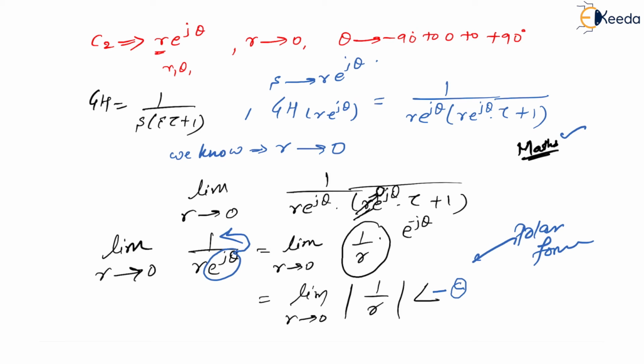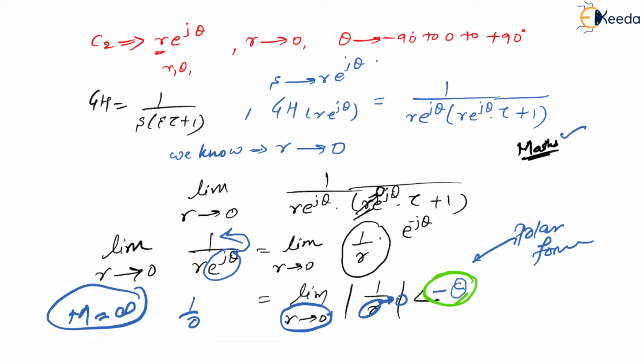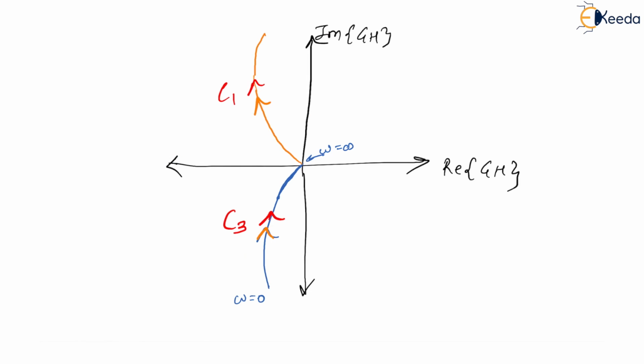Now see dear, if you put r tending to 0, which means replace r with 0, you get 1 by 0. So you get magnitude equal to infinity. And what about the angle? This angle is minus theta. It means that in your S plane, theta was varying from minus 90 to plus 90, but now in the GH plane, theta is going to vary from plus 90 degrees to 0 to minus 90 degrees. I hope you are understanding this point, right?